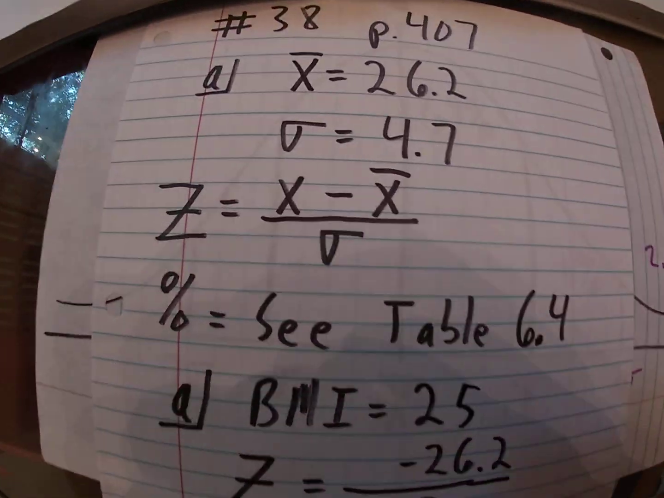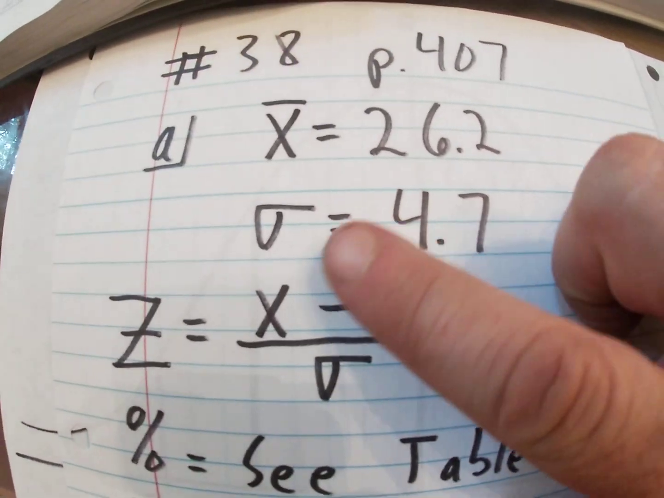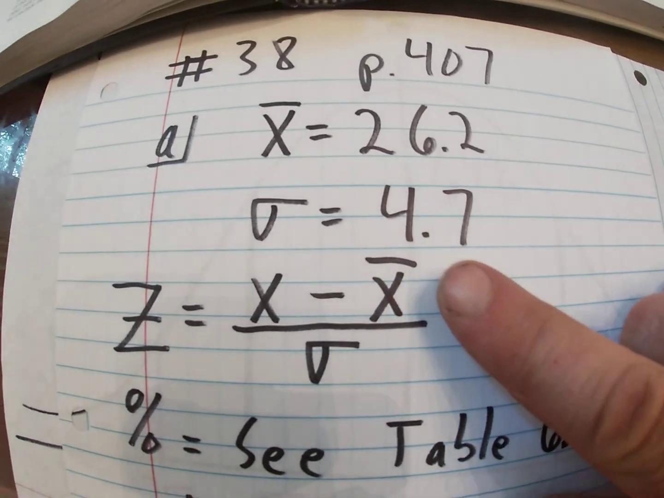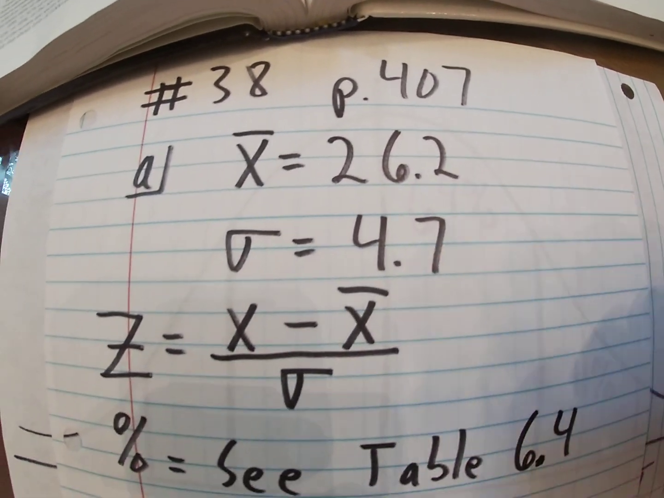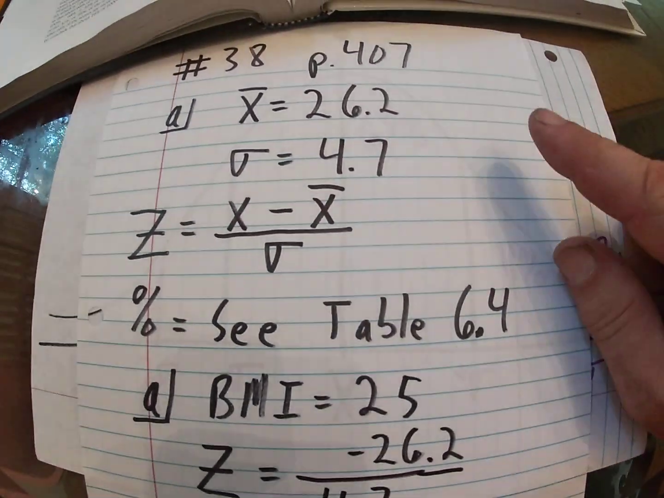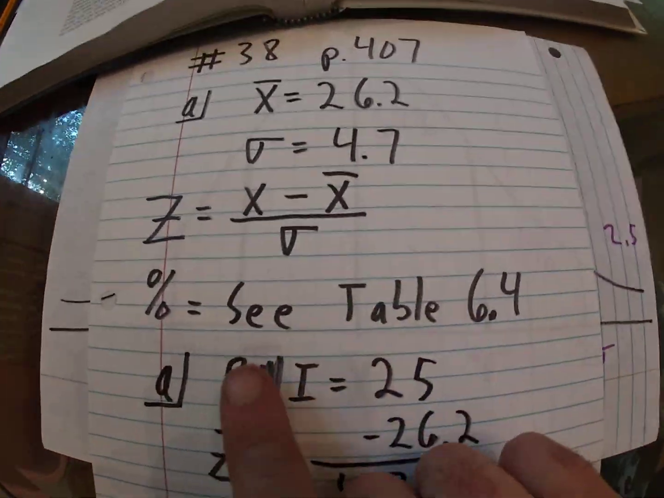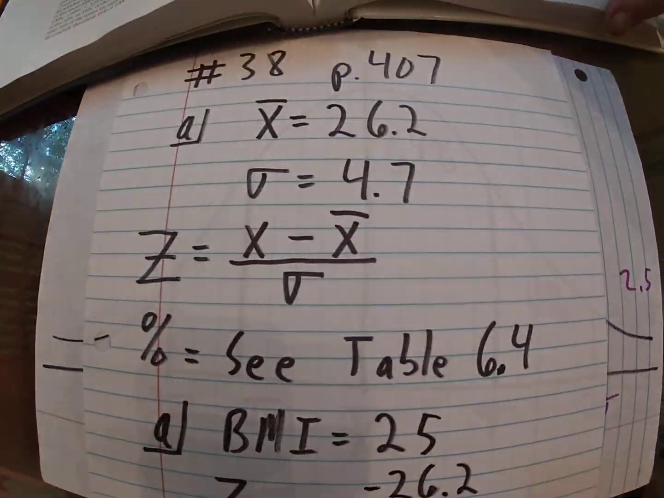Here the whole trick is to look up something called a z-score, and you find the z-score by doing this right here: take the value you're given in the problem, subtract the average, the x bar, which in this case is 26.2, and then divide that by the uncertainty. In order to find the percentile, you need to see table 6.4.